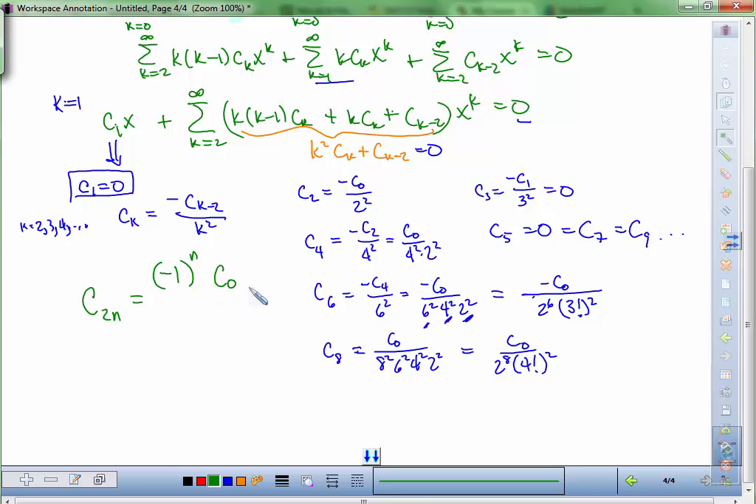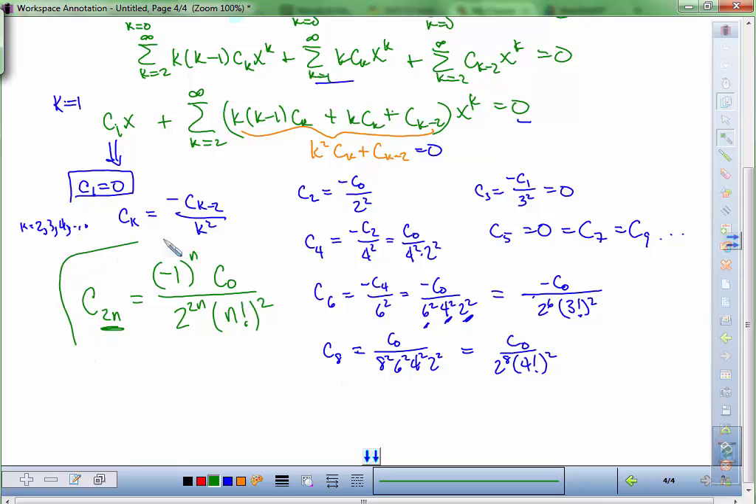We got the c naught. And then we're dividing by 2 to the same power as the subscript, 2 raised to the 2n. And then now we can write the factorial without the denominator. It'll just be n factorial quantity squared, because we switched the subscript. Okay? All right, so we got the constants.